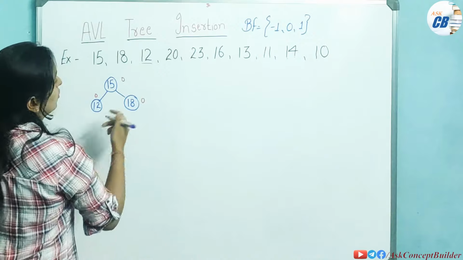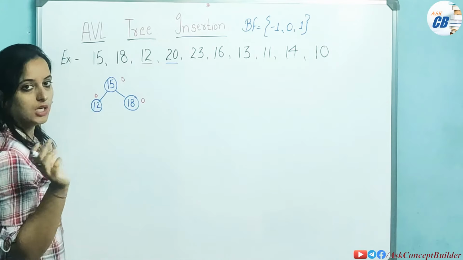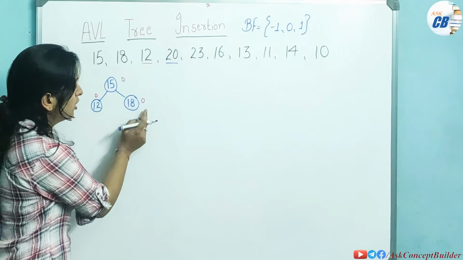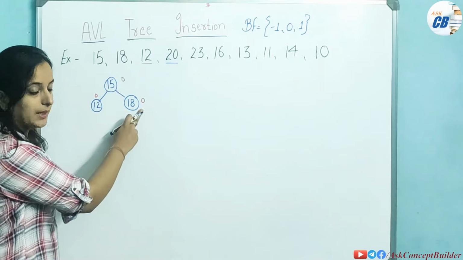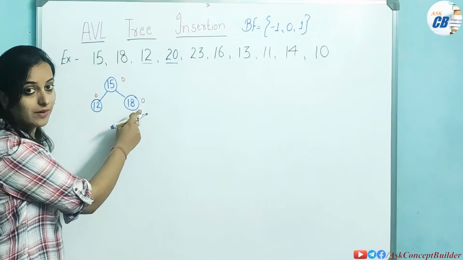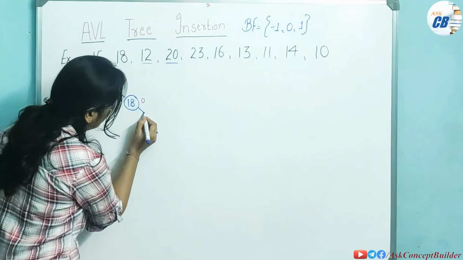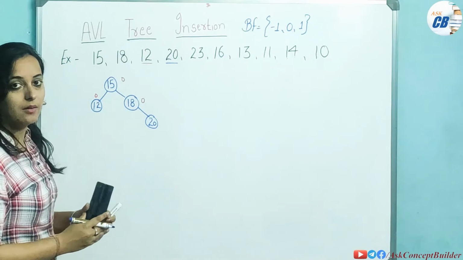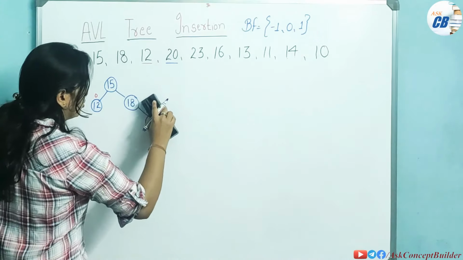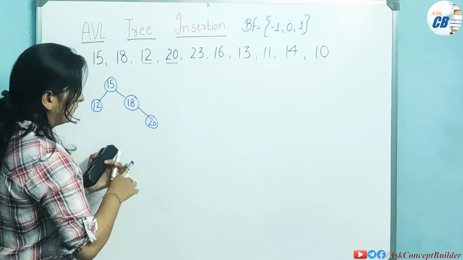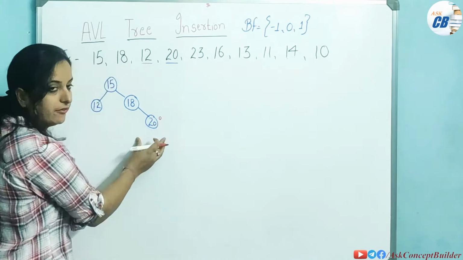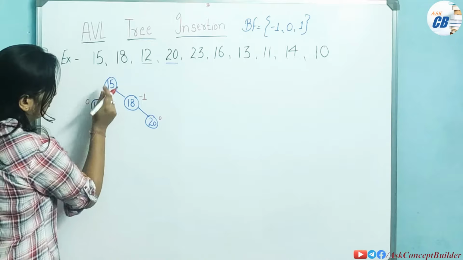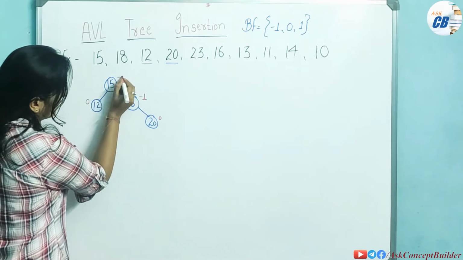Now we will insert the next node, 20. 20 is greater than 15, so it will come to the right of 15. Again 20 is greater than 18, so it will come to the right of 18. Now again you find the balance factor after insertion of every node. For 20 it is 0 minus 0, 0, as it is a leaf node. For 18 it will be 0 minus 1, which is -1. For 12, a leaf node, it is 0, and for 15 it will be 1 minus 2, which is -1.